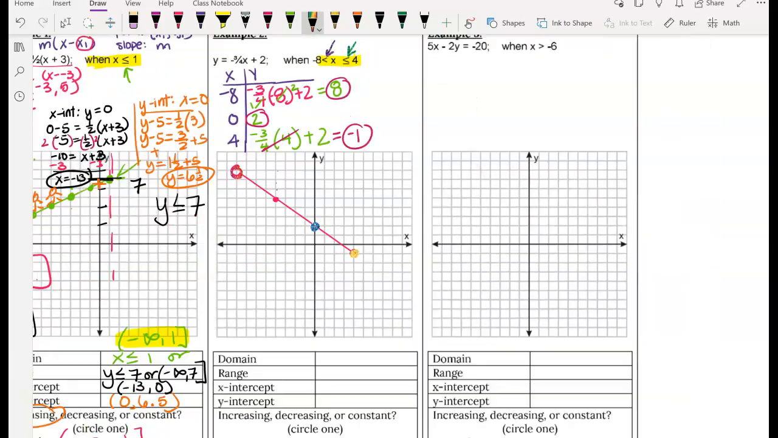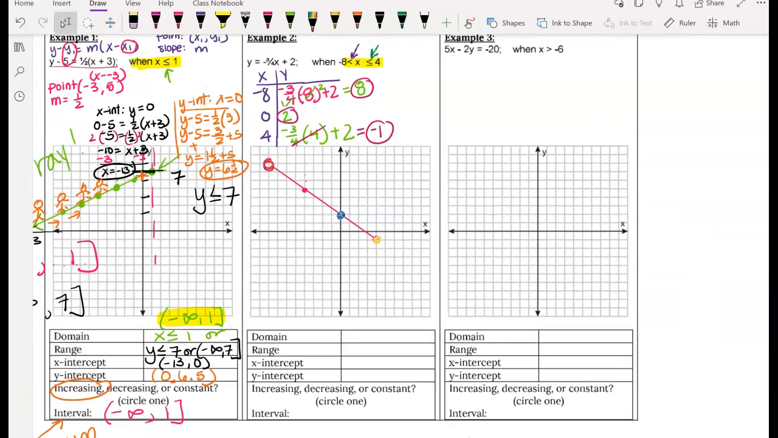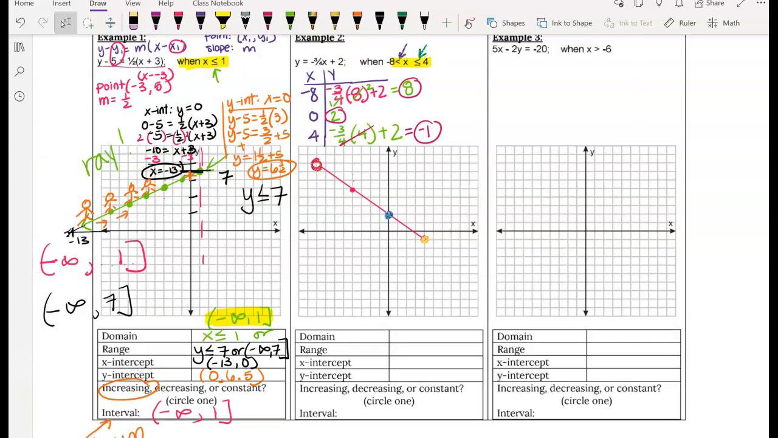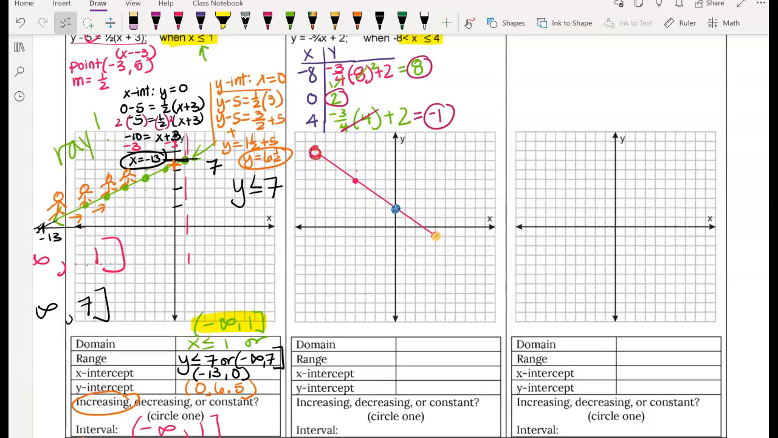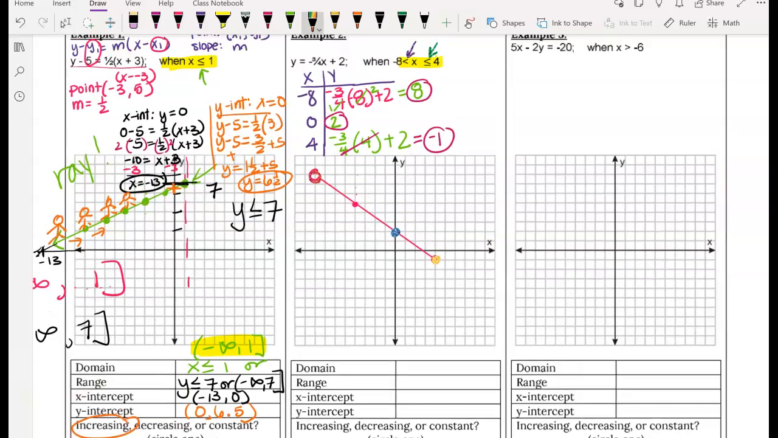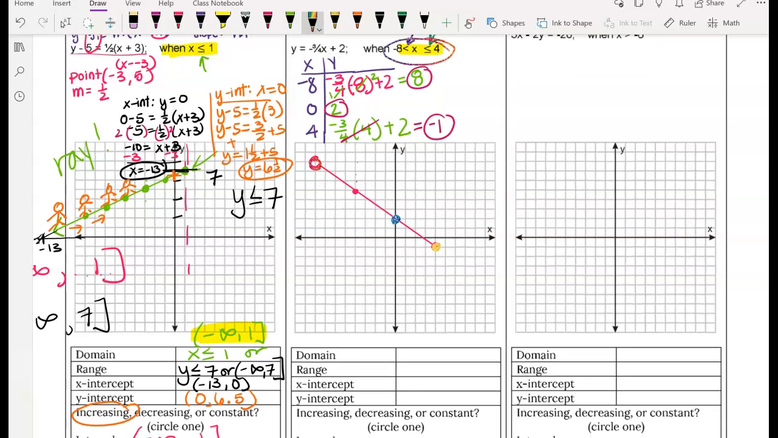Okay. Let's fill in the box below. The domain for this, students, is all values of x, and it's usually what you see here: negative 8 is less than x, which is less than or equal to 4. We can also use interval notation. Here's negative 8, open circle, so parentheses, comma, here's x at 4, closed circle, so bracket. So I'm going to write parentheses negative 8 comma 4 bracket.